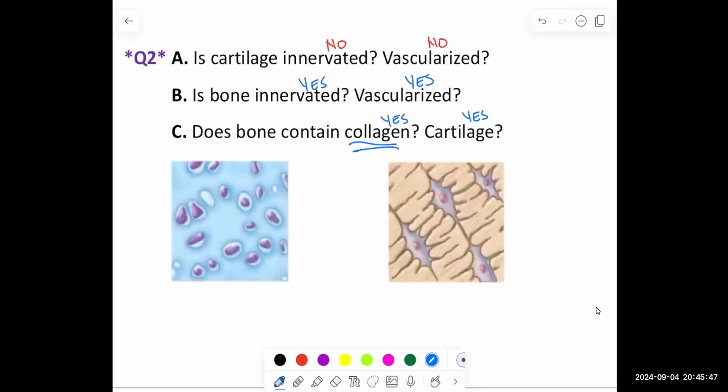I mentioned this before. When you drink your collagen powder, it is mainly ground up bone and ground up cartilage. That's what that powder is. Collagen.